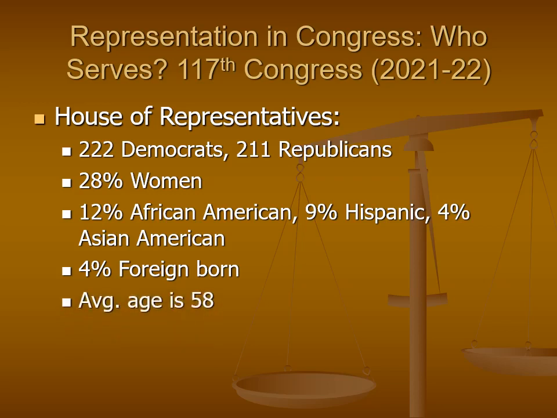The average age of a member of the House is 58 years old. And it's not too surprising that members of the House would be well into their adulthoods, since being a member of Congress is not an entry-level job. But even so, it's pretty striking just how old most members of Congress are. So there's not a whole lot of age diversity in Congress.